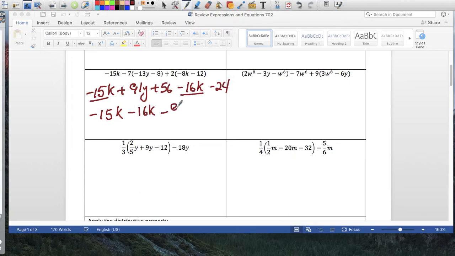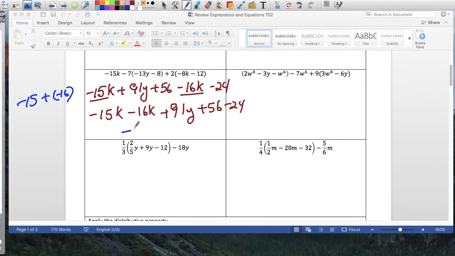And then plus 91y plus 56 minus 24. So all those, I put the like terms next to each other. Now be careful. And again, you may want to change this to negative 15 plus negative 16, right? You want to change the subtraction to an addition and then the opposite of the other one. You don't have to. But if you're going to make a mistake, I suggest you do.